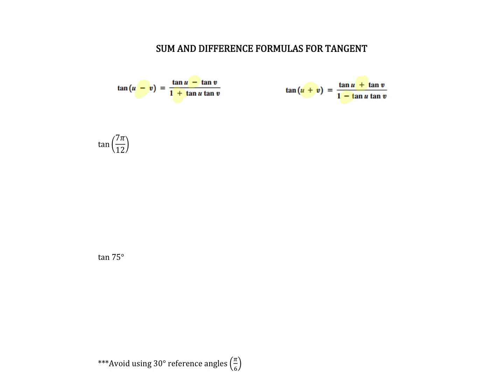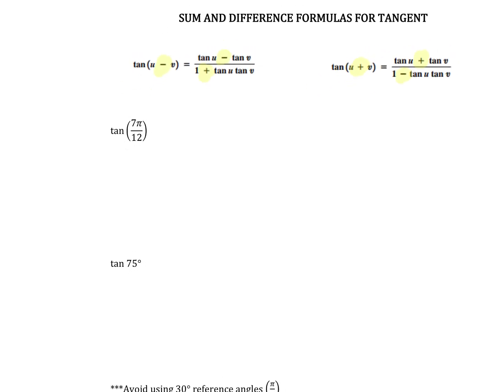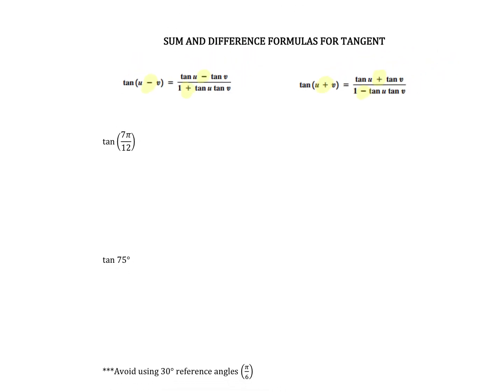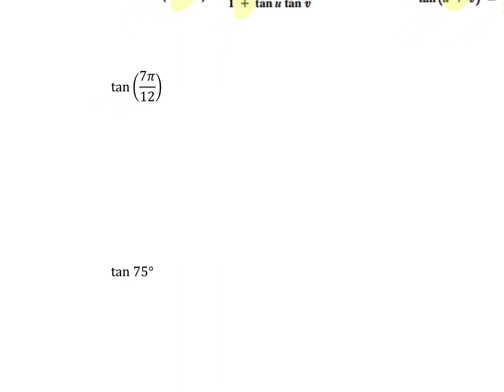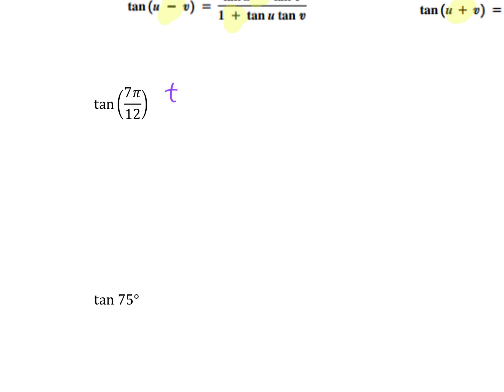Okay, so we're going to look at a couple of examples of this. Who came up with this? Yep, there you go. All right, tangent of 7 pi over 12. We need two radian measures that either add or subtract to get 7 pi over 12. So what are we going to use? What do you want to use, guys?